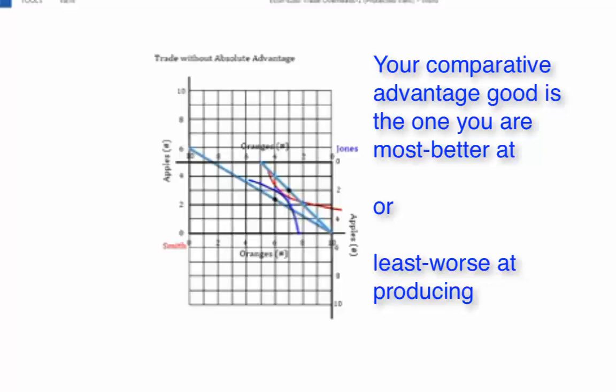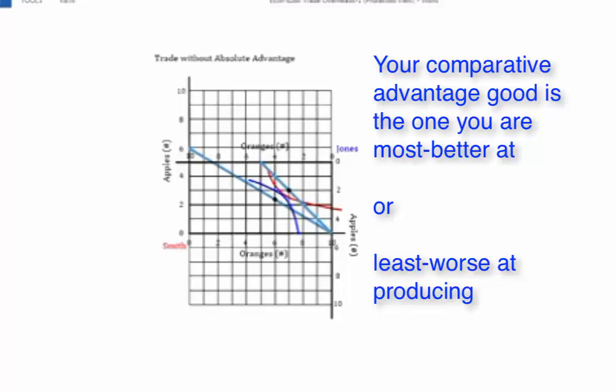And Jones is going to be the same way. He's going to go out there and say, well, I can't produce anything very well, but the thing I'm relatively best at is going to be apples. And so better to put Jones to work and have him produce apples or oranges, and if you're going to have him produce something, have him produce the thing which his disadvantage is the smallest, the one he can produce least bad, because that's going to be the best to boost overall production of all of the goods in the economy.